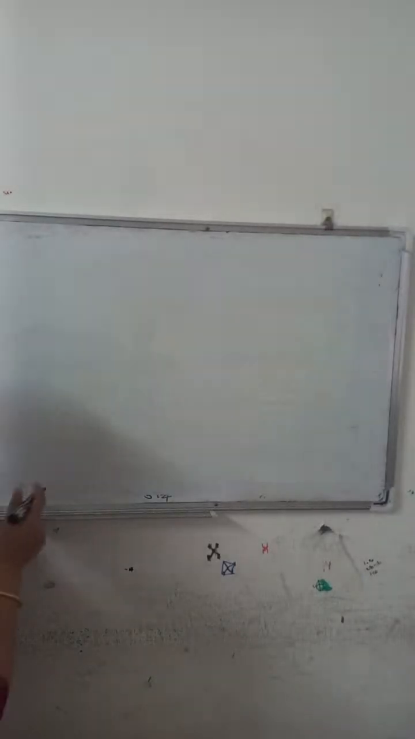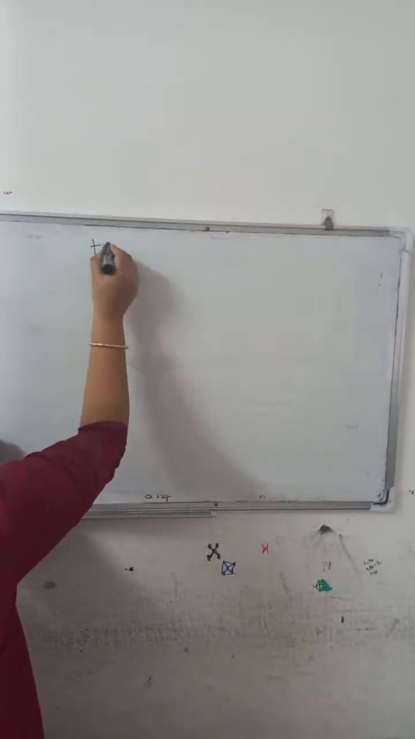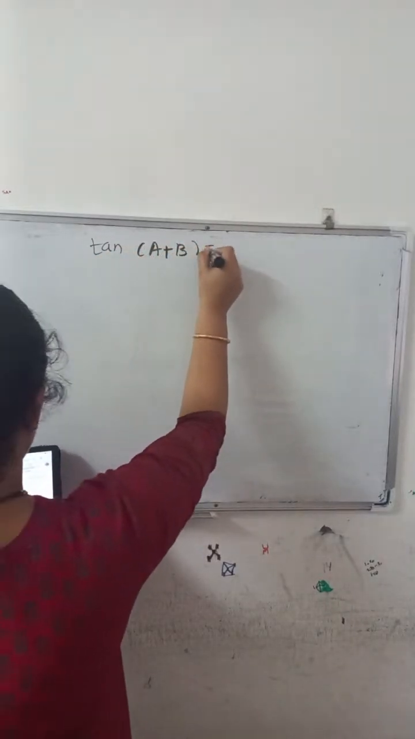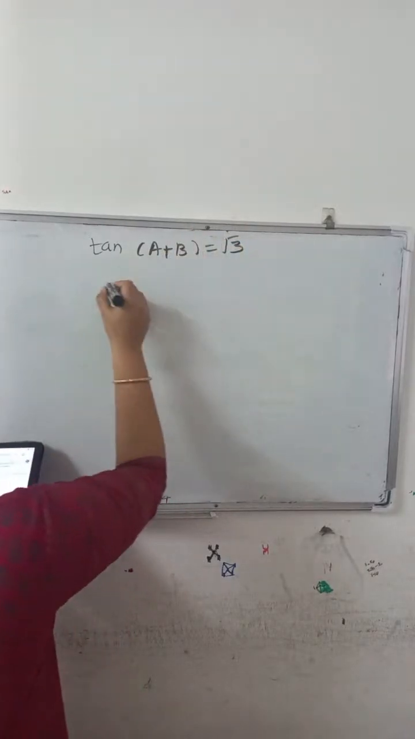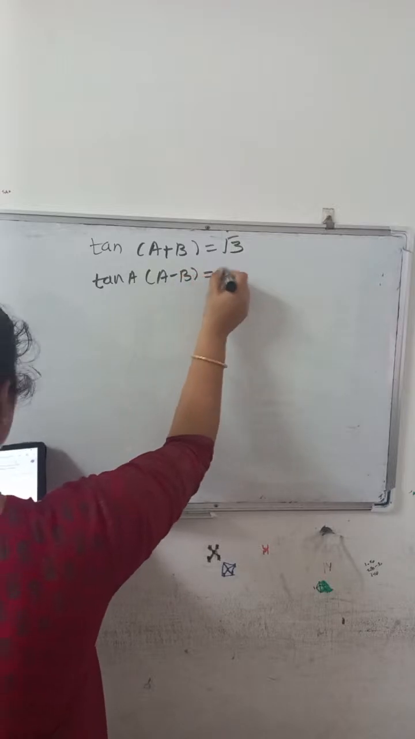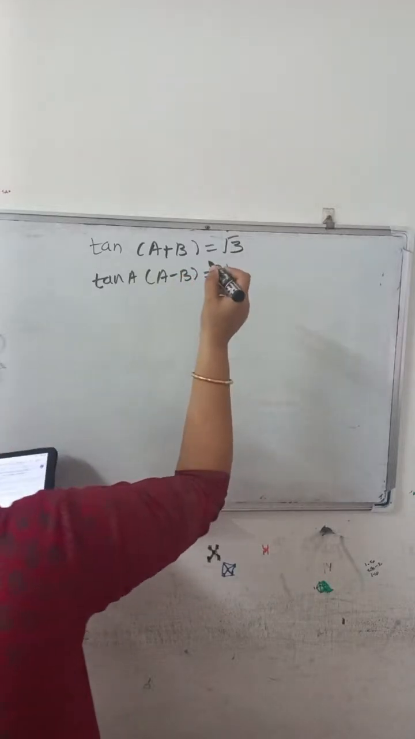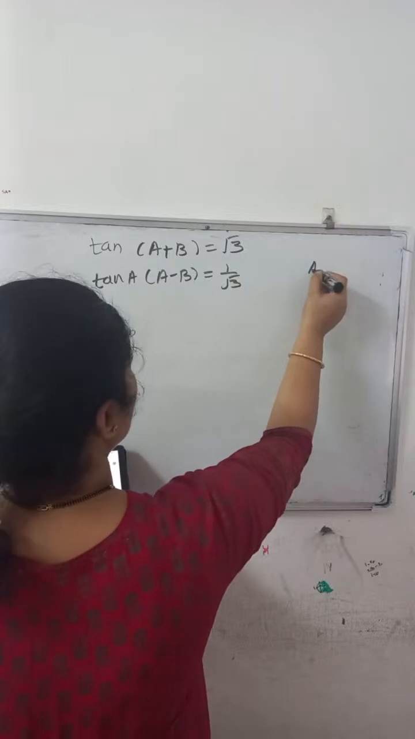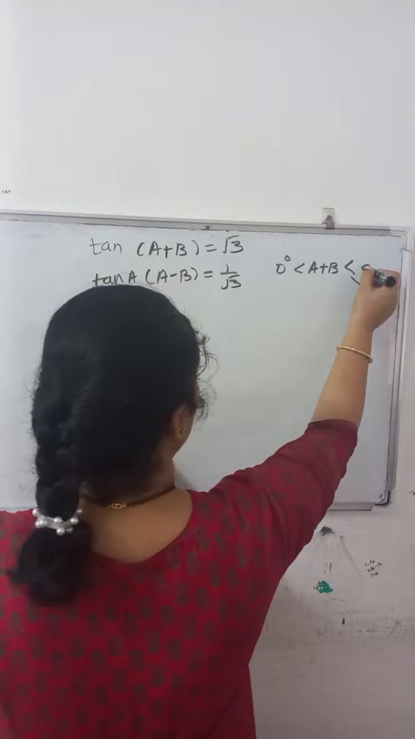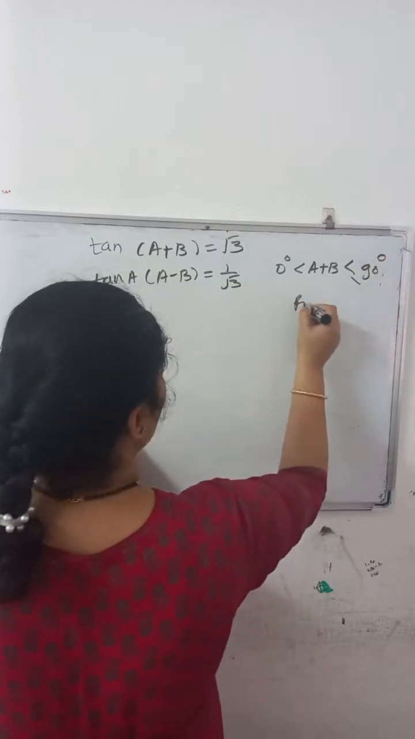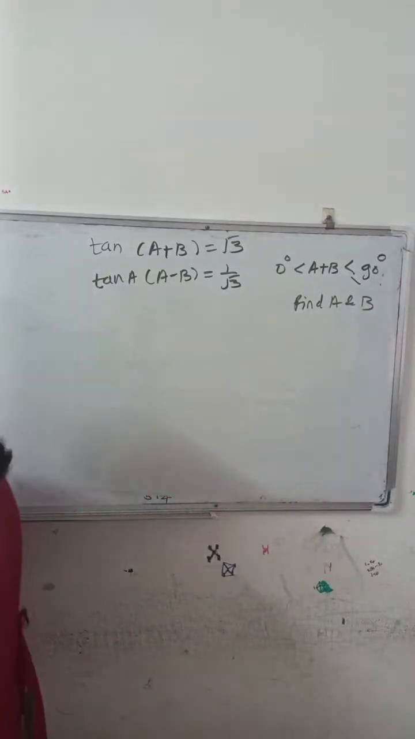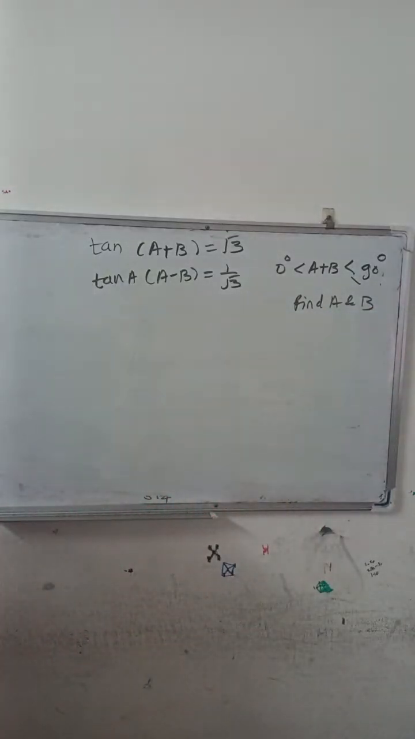Here it is given that tan of A plus B is equal to root 3 and tan of A minus B is equal to 1 by root 3. The condition is that the sum of these angles is greater than 0 but less than or equal to 90 degrees. Then find A and B. These are also important questions.